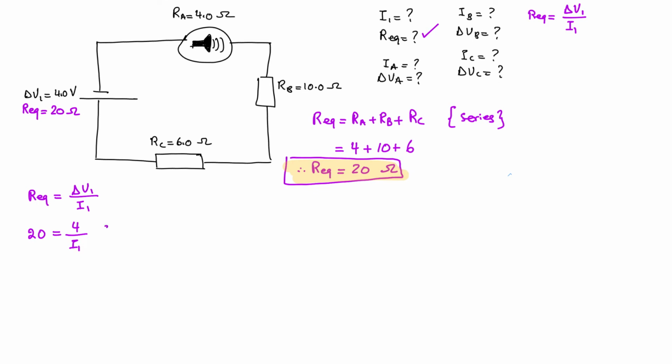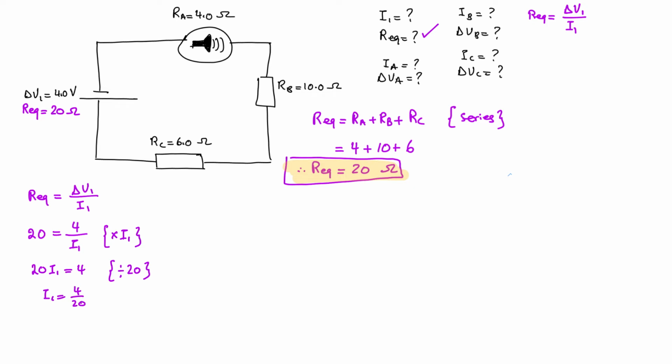If you're good in math, then this will not be an issue. You can do it in one step. But I'm going to multiply both sides by I1, and I'm going to get 20 I1 is equal to 4. And then I'm going to divide both sides by 20, and I'm going to get I1 is equal to 4 over 20.